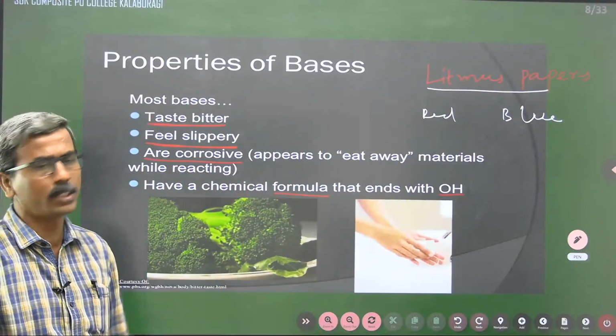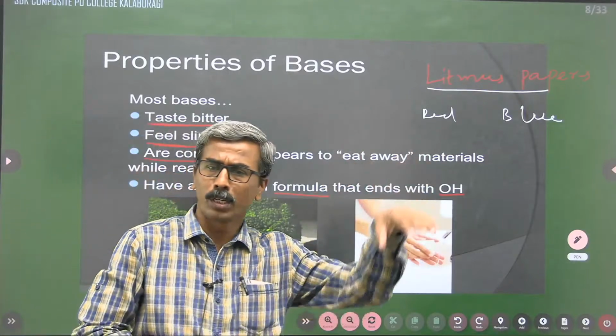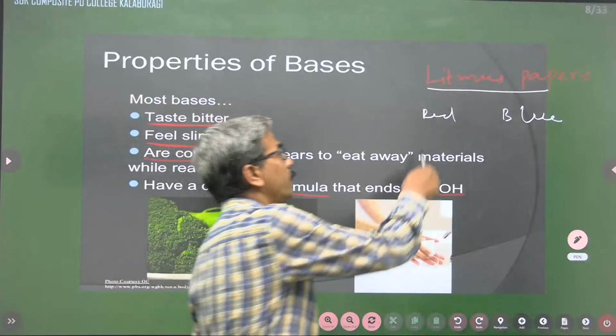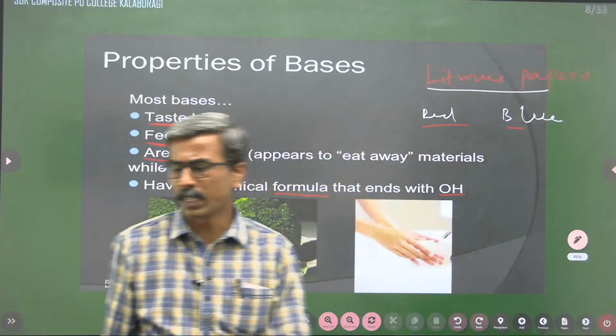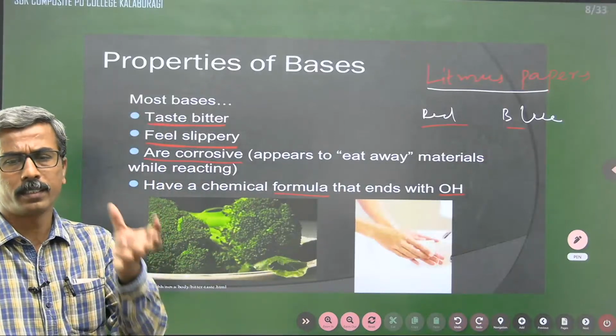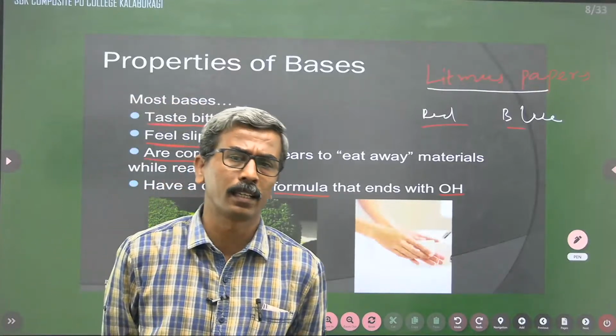If it converts into blue, then that solution is acidic. It is the reverse with blue litmus paper: if you add the solution and it converts into red, it is basic. So this is another simple test we can perform in the laboratory, to check whether the given solution or chemical compound is acidic or basic.